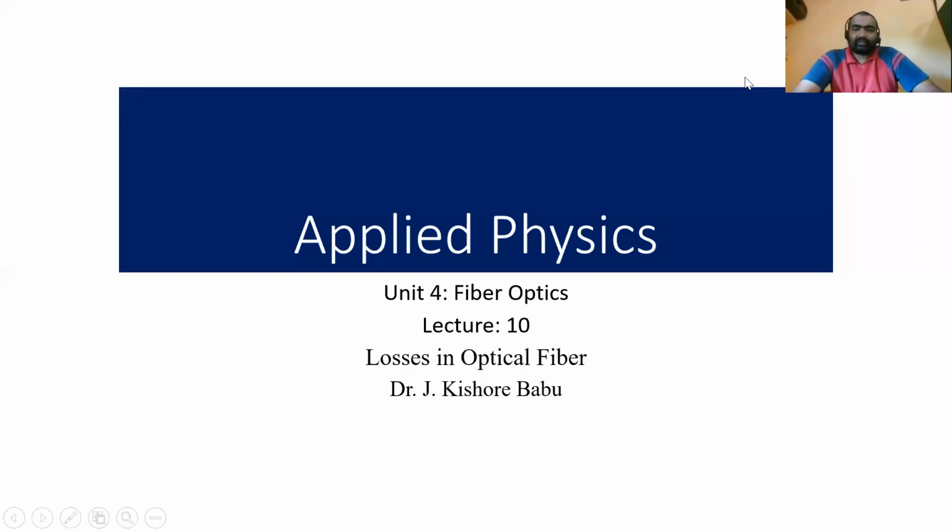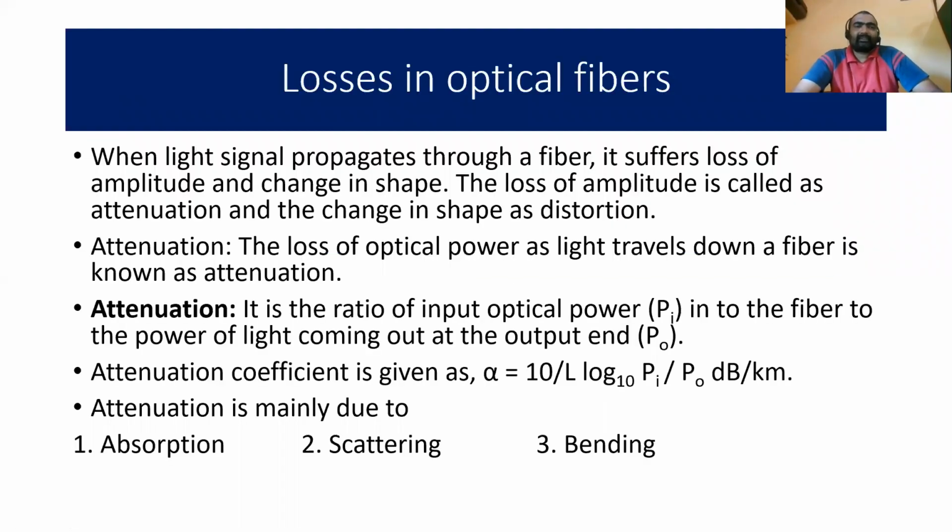Welcome to a session on losses in optical fiber. When a light signal propagates through a fiber, it suffers loss of amplitude and change in shape. The loss of amplitude is called attenuation and the change in shape is known as distortion.